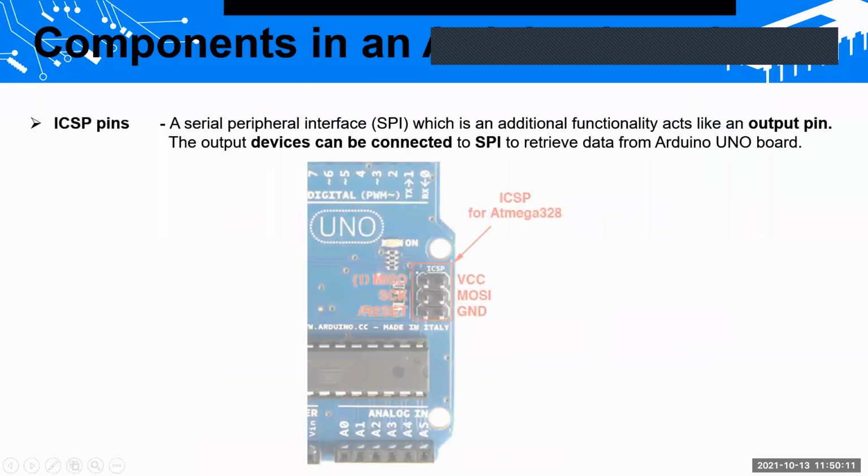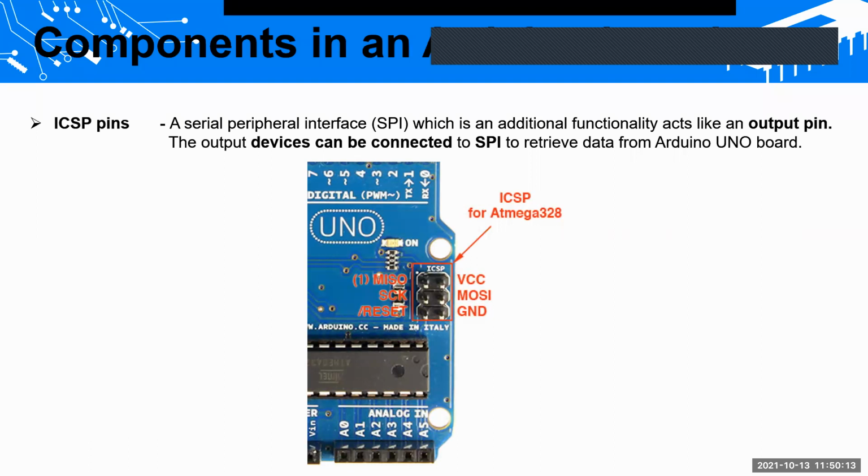right? Then we have the ICSP pins. We use them for something called SPI. SPI means serial peripheral interface. It's a kind of communication mechanism. So you can use this ICSP pin for serial communications. So these are the pins we have in the Arduino Uno.